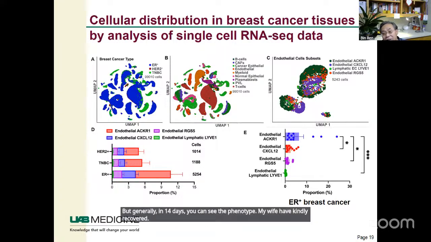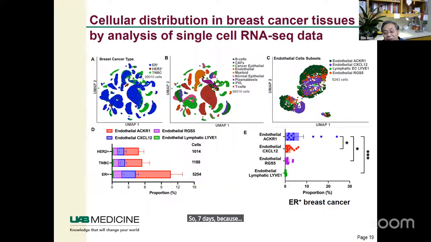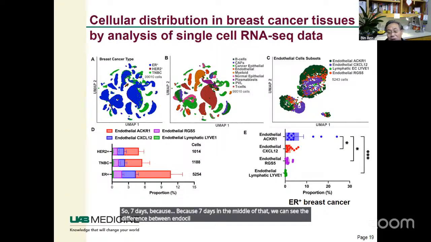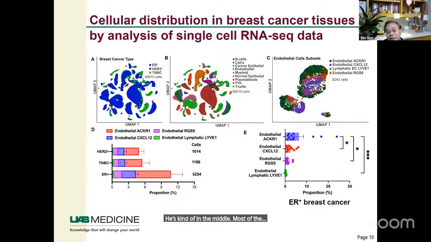So 7 days is in the middle, where we can see the difference in what endothelial changes occur in the blood vessel. Most labs select 14 days. Later, because the damage in PKD1 knockout mice is very dramatic, we extended to 21 days.